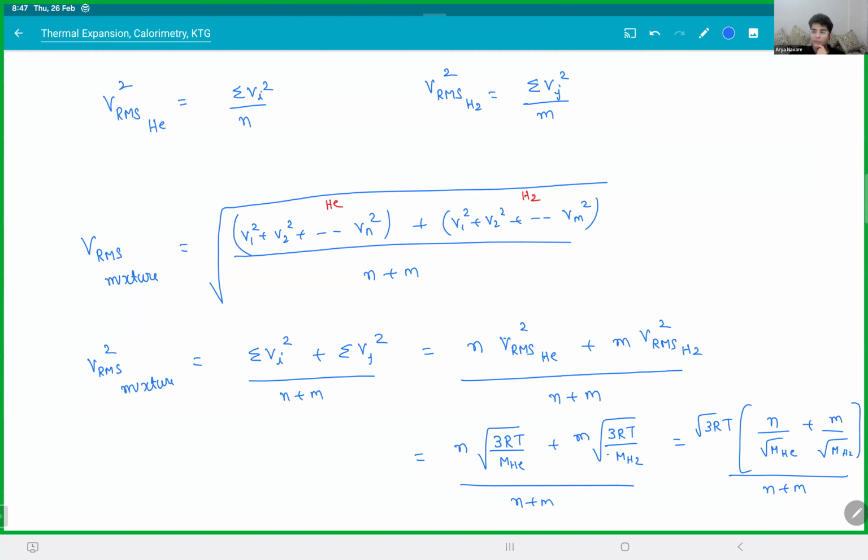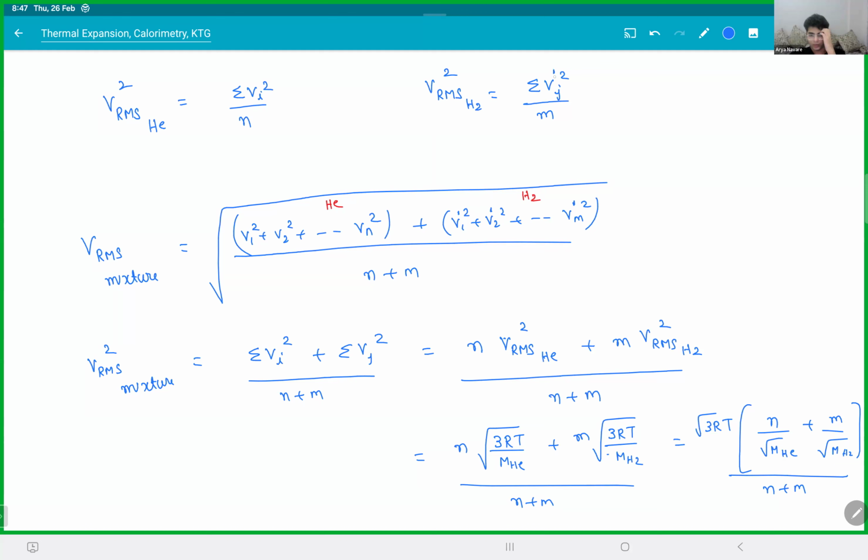Sir, how are you so sure that the sum of the squares of the velocities for the mixture is equal to the sum of the squares of velocity for helium taken individually? That I don't know, right? When you take the hydrogen and the helium molecules, both are at the same temperature, 300. I am assuming helium's velocities are v1, v2, vn. Hydrogen's velocities are v1, v2, vm, meaning not the same, take them as v dash.